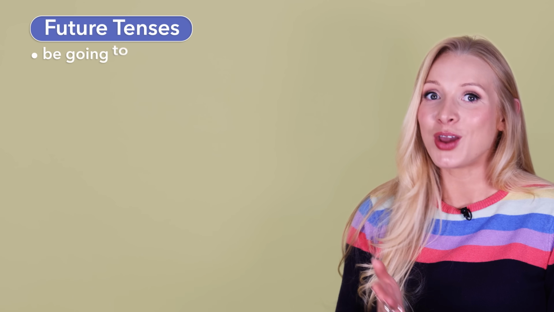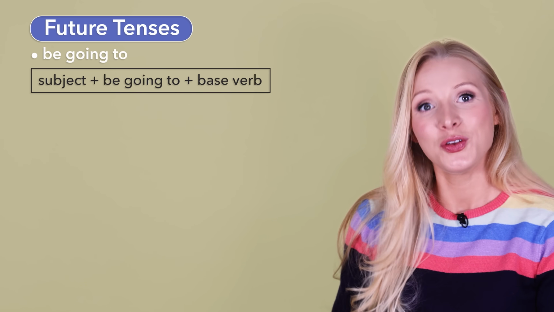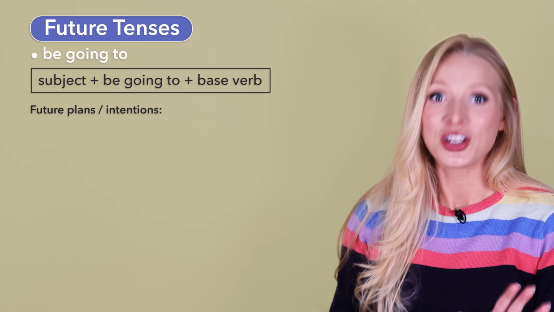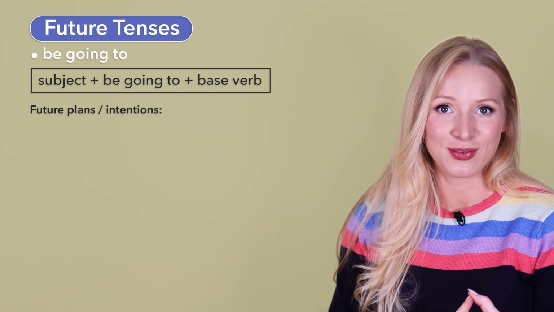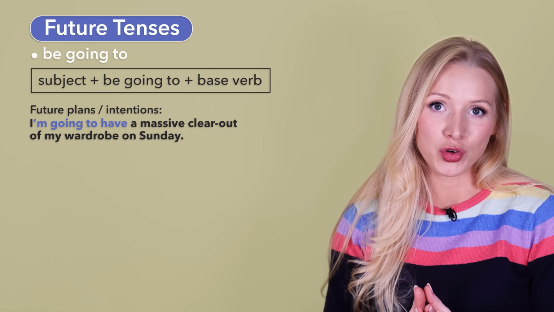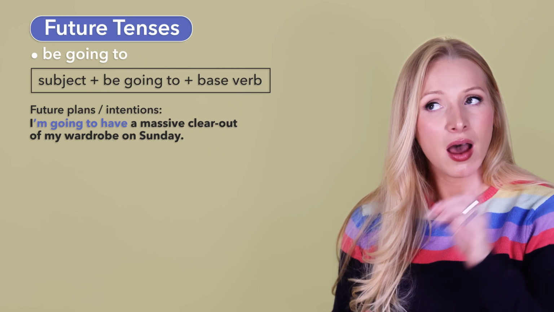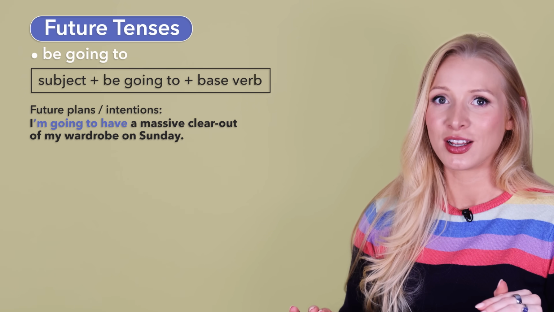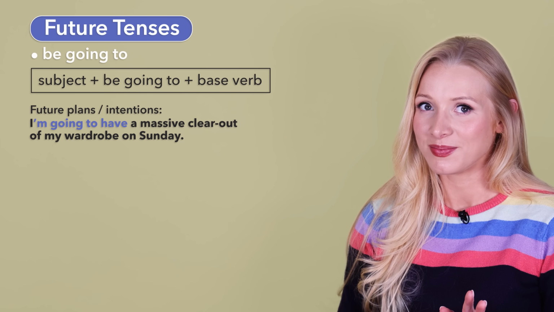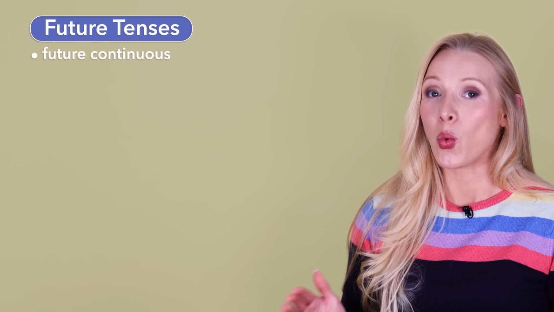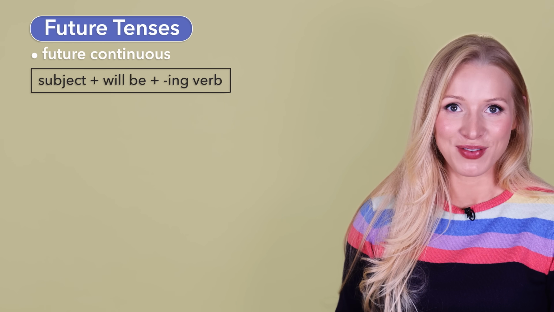Okay, our bonus structure. We often use be going to when talking about future plans or intentions. It's a very common structure in English, and it's followed by the base verb. I'm going to have a massive clear out of my wardrobe on Sunday. I decided to do this before speaking. It's not a spontaneous reaction. I've already decided this.